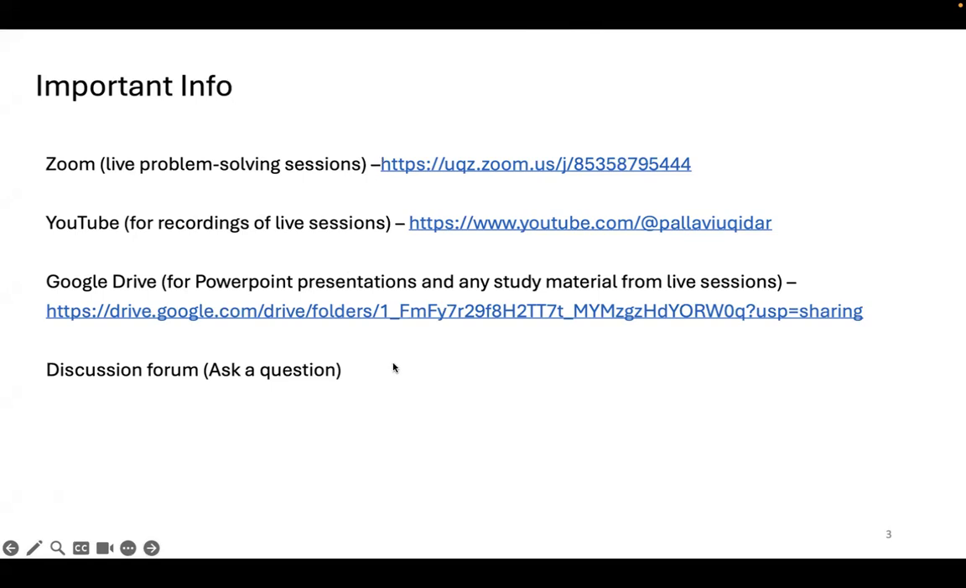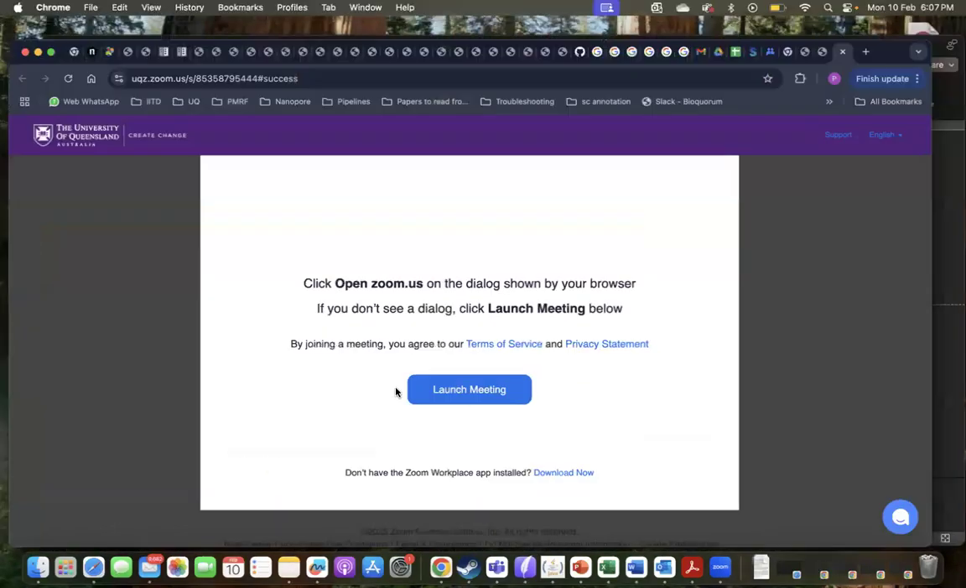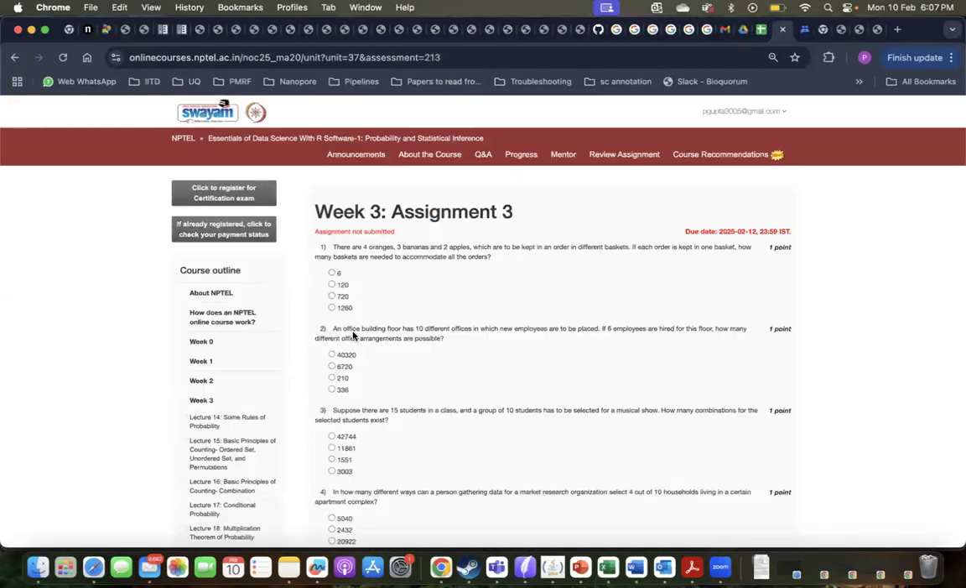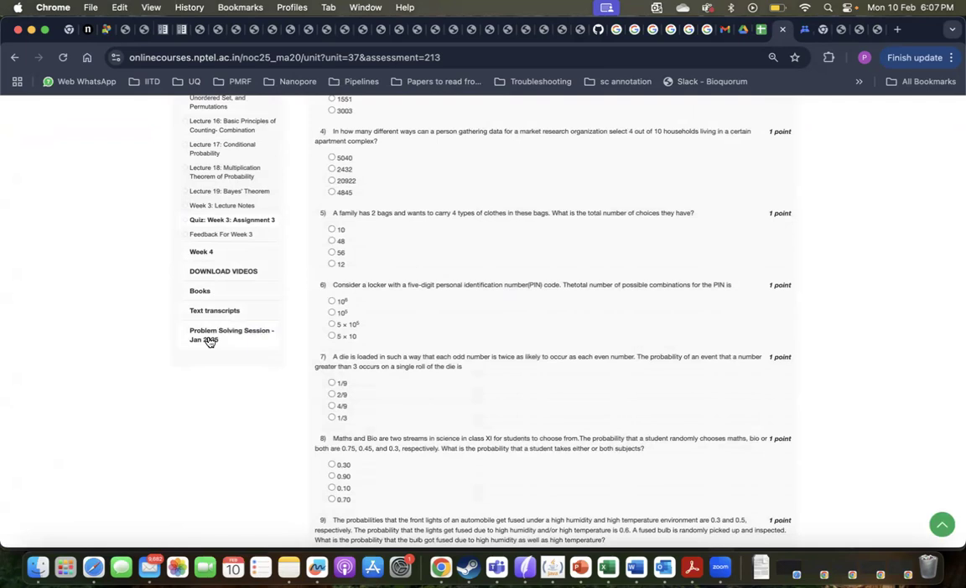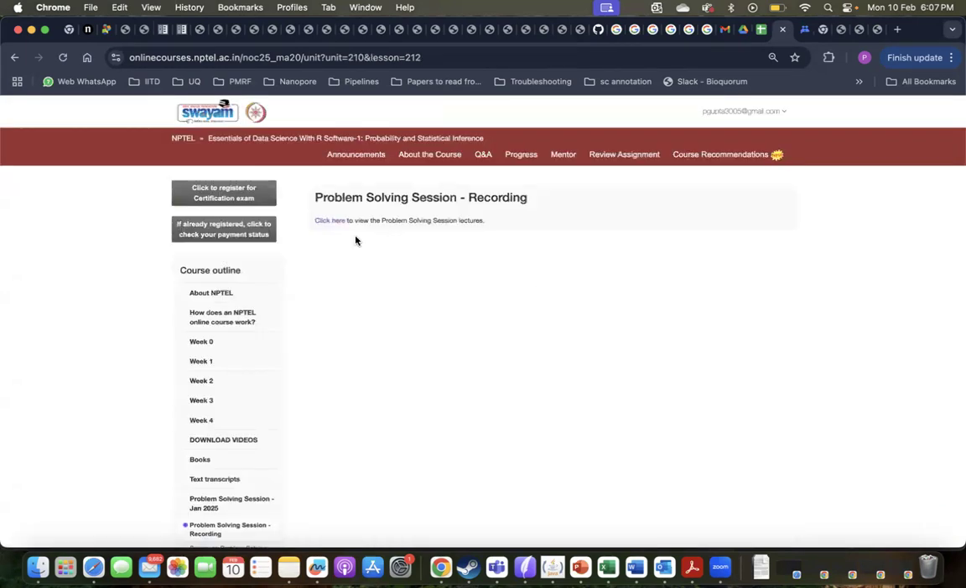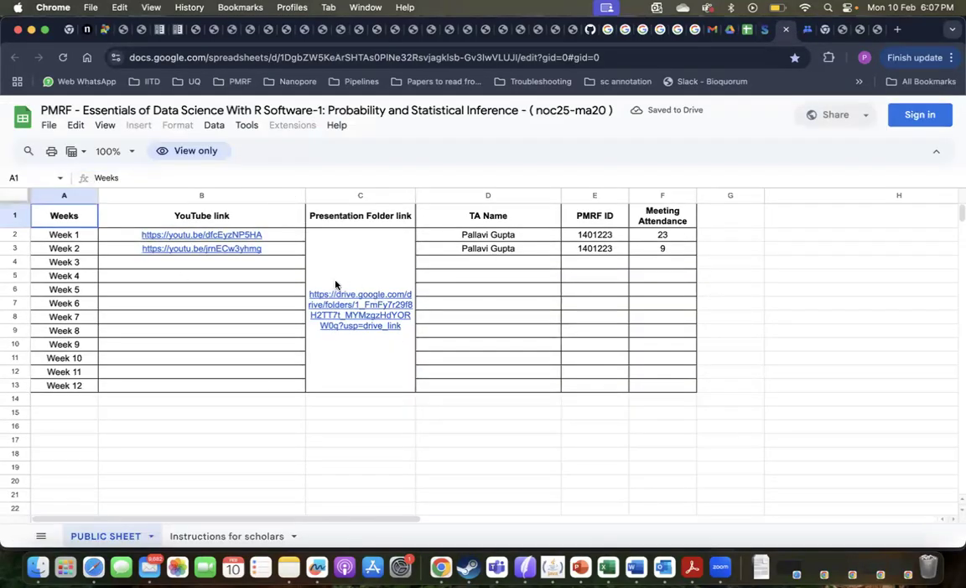However, I'll just show you something here. You can see this page, right? This is your course page. At the bottom you can see this problem solving session, and here you see the recording tab. If you open this, you'll be redirected to an Excel sheet which looks like this. The Drive folder and the YouTube link, all of that is going to be there, so you can access it directly. All right, that should be all good.